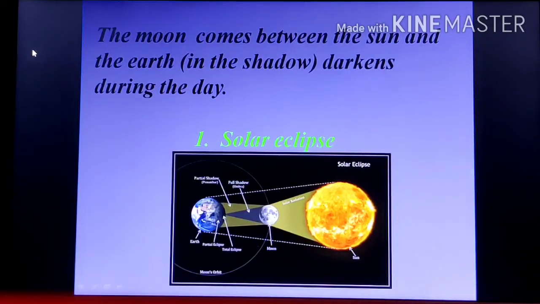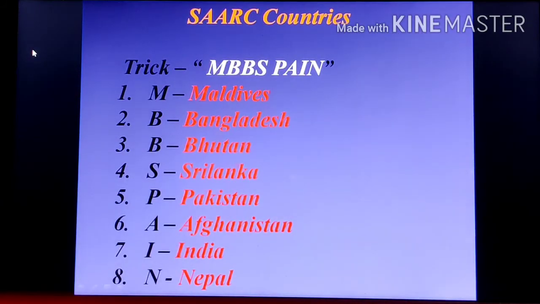So guys, today's GK surprise trick is this: SAARC countries. There is a problem remembering SAARC countries. So what is SAARC? SAARC is the South Asian Association for Regional Cooperation. For remembering these countries, there is a trick, that is MBBS pain. Whenever we have any pain in our body, we must go to the doctor. We must prefer the MBBS doctor. So we can remember this as MBBS pain.